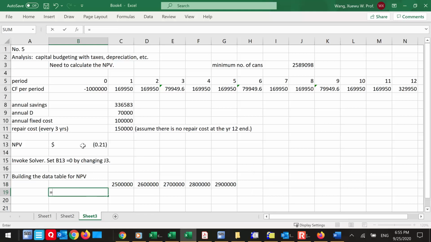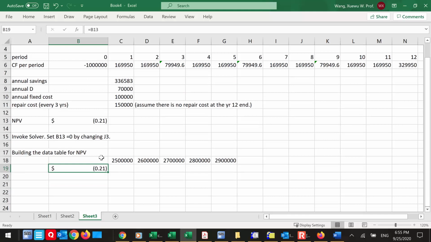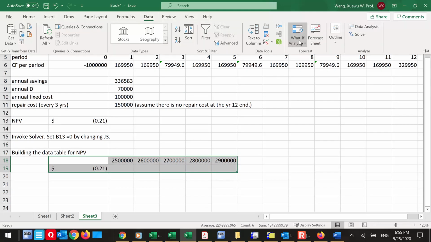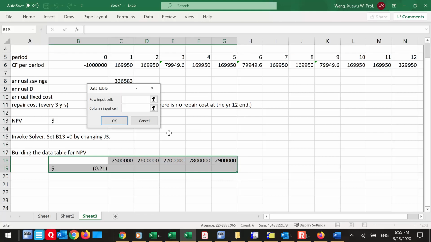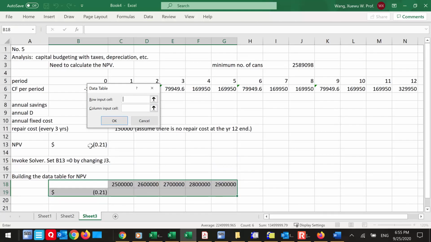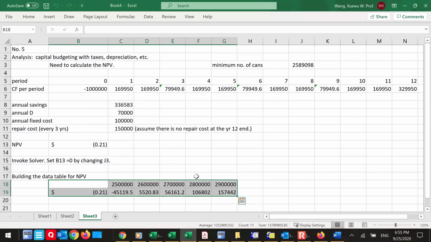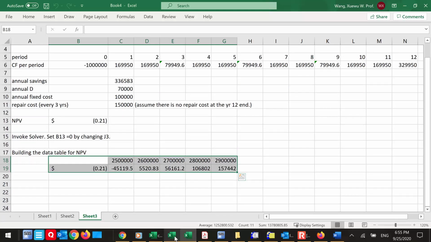And here I'm going to look at my NPV. I'm building this data table in a row. Based on what we discussed in class, you should highlight everything here and go to Data, What-If Analysis, Data Table. My row input cell is the number of cans, and when I build my NPV calculation, I use this number here. My column input cell is blank, so I can actually make this data table work.